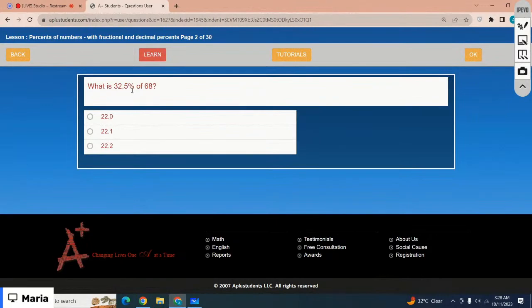The next one is 32.5% of 68. Just calculate the value and let me know the answer, which is the correct option. You have to do exactly the same way like I did. Which is the correct option?